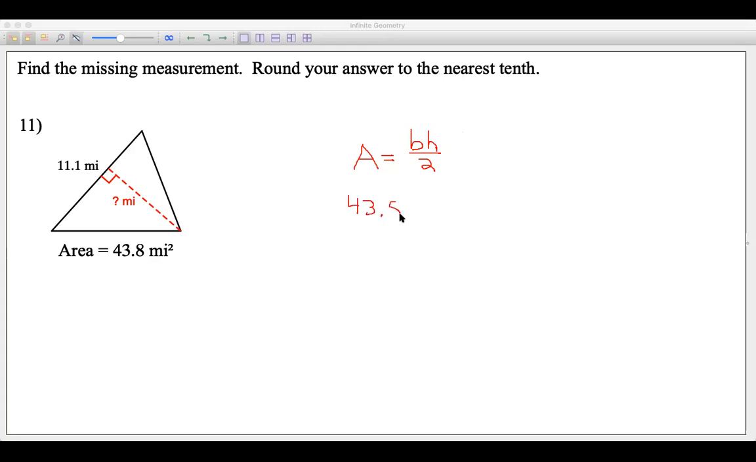43.8. Do we know the base or the height? We know the base is 11.1. We do not know the height. Apparently all these I made heights, but it might be the base. And it's still divided by 2. So Ethan, solving this algebra problem, first thing, what are we going to do? Multiply both sides by 2 and then divide by 11.1 and you're done. It's a triangle, base times height divided by 2. But this time we don't have the height. That's what we're solving for.